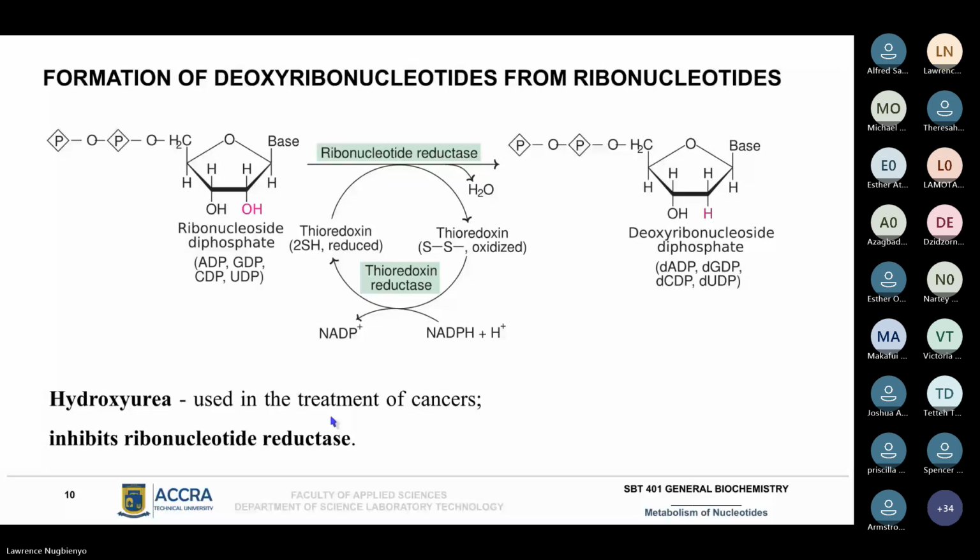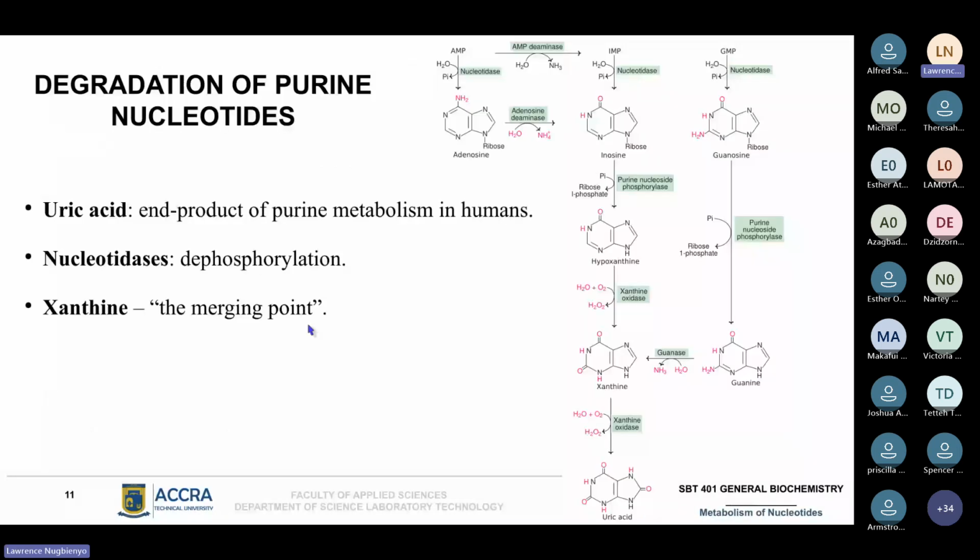Now, further, a health implication we can refer to with the metabolism of nucleotides. This time with the degradation of nucleotides. So we have been looking at the biosynthesis, which is the anabolism of these purine nucleotides. Now we have moved to degradation, which is catabolism, the breakdown.